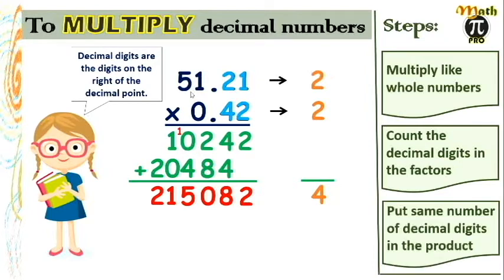So starting here, we again move. Why do we start our movement here? Since it's a whole number, the decimal point is always at the right of the ones place, right? So we move 2, 3, 4 decimal digits. So the decimal point in our product should be put here.